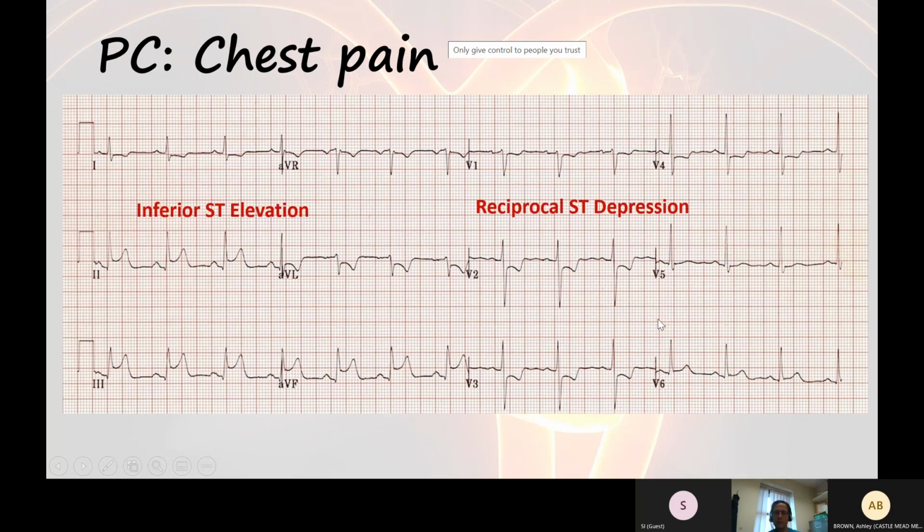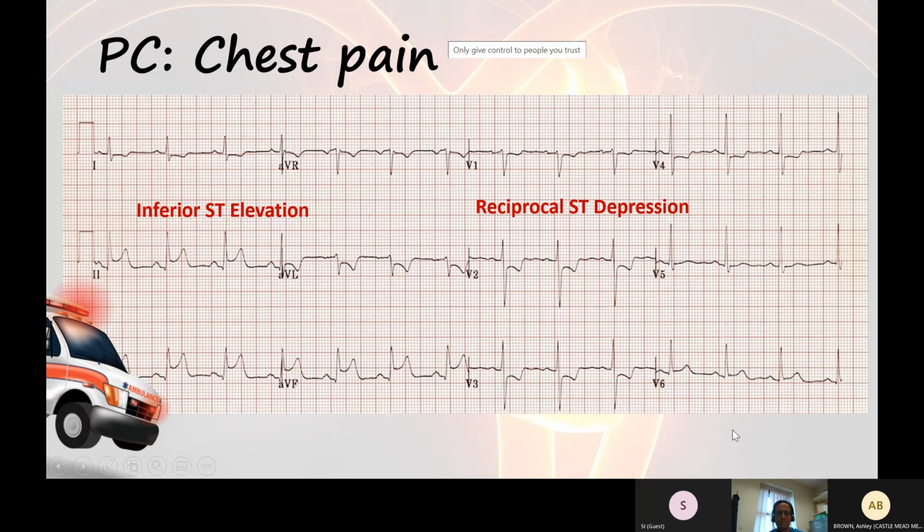And it's really important to see the reciprocal ST depression, because if this were a pericarditis, for example, you wouldn't expect to see this, or if it were an old infarct, you wouldn't expect to see reciprocal changes. So when you're looking for a STEMI, look for ST elevation, but also look for reciprocal changes.